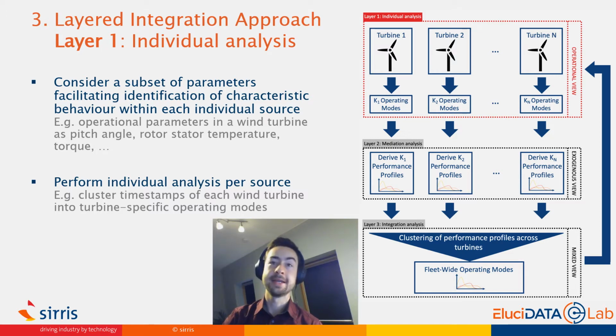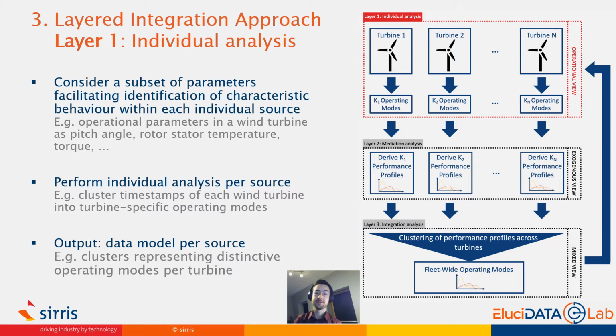Then with this data, we will perform an individual analysis per source. In our use case again, this is clustering the timestamps per wind turbine. And as an output, we then have one data model per source. In our case, this will be clusters, which represent the distinctive operating modes per turbine. An operating mode is what we call one typical behavior at a typical time for a wind turbine.